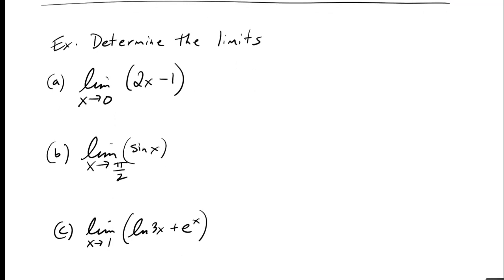Let's see some examples. You're going to see how simple this is in these cases. Determine the limits. Limit as x approaches 0 of 2x minus 1. Well, 2x minus 1 is a very simple polynomial. That means that I should just be able to plug that value in. So I should just be able to do 2 times 0 minus 1. In other words, 0 minus 1, negative 1. Right.